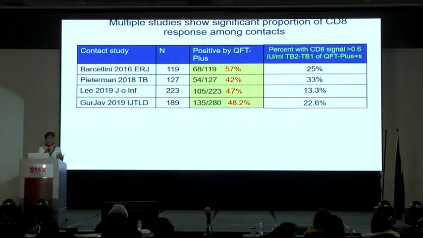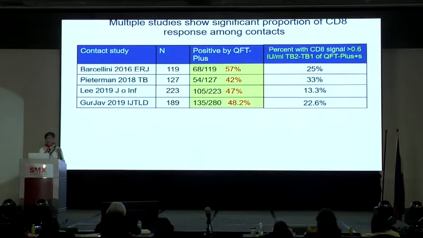So since that time, there have been several other studies looking at contacts and the CD8 signal. And you can see under Barcellini, which was the study I just showed you, there's a Peterman study from multiple countries in Scandinavia that included 127 contacts. The Lee study was from Taiwan, 223 contacts, and Gurjov, 189 contacts from Mongolia. So, we're building an evidence base here.